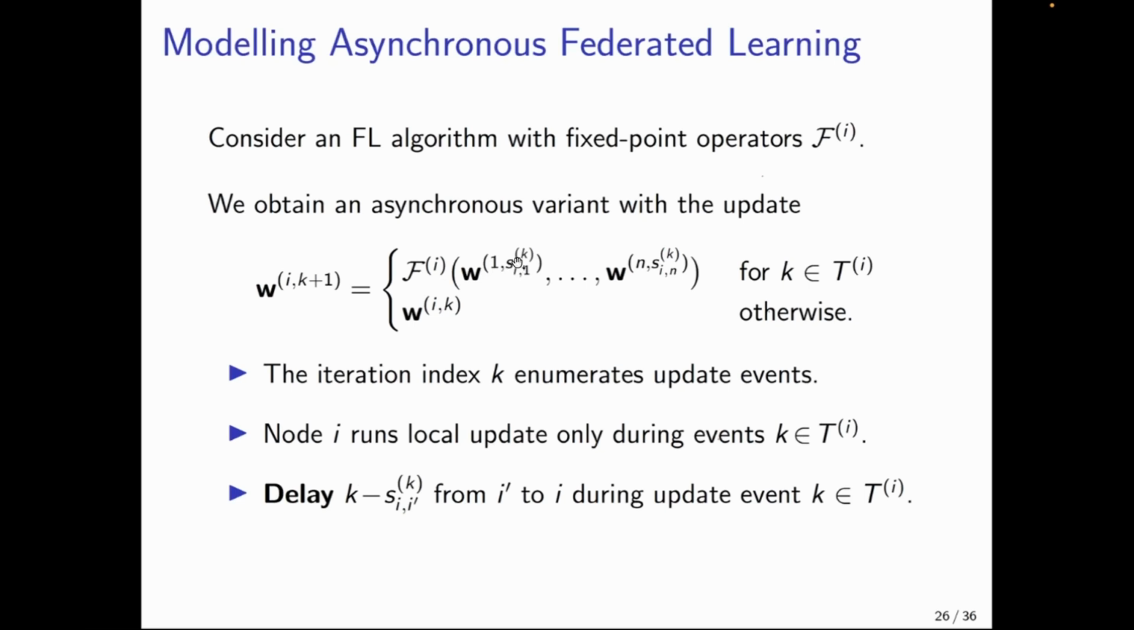So this s superscript k, I, 1 is the delay from node 1 to node I in the kth time step. This might vary with k, with I, and with the second superscript index here. This gives a lot of freedom, actually. So this is a very generic, very widely applicable asynchronous model. You can cover a lot of applications or computational settings with this.